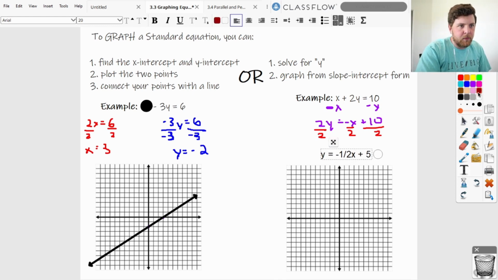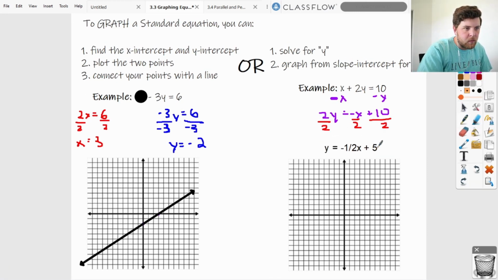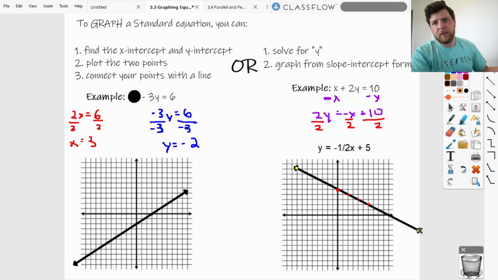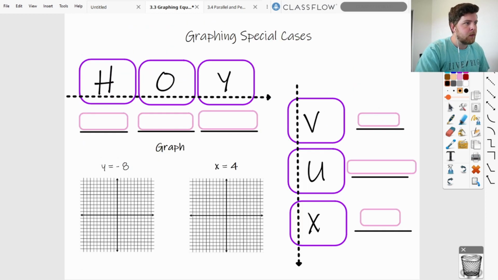Okay, and then once again from there, you have your y-intercept. You go to 5, 1, 2, 3, 4, 5. Put a point. A slope of negative 1 over 2, so I go down 1 over 2, down 1 over 2, down 1 over 2. And we can connect those points there. So that's also another way that you can do standard form, is just turn it into slope-intercept and work it out that way.